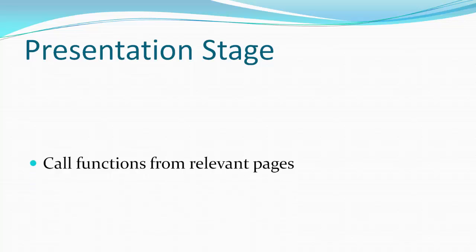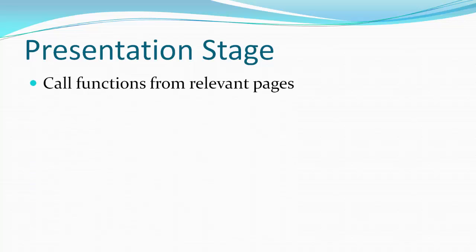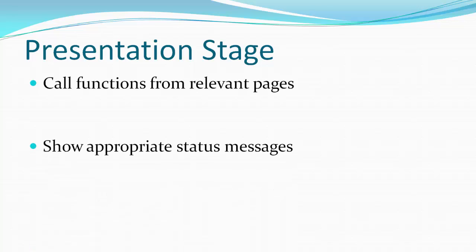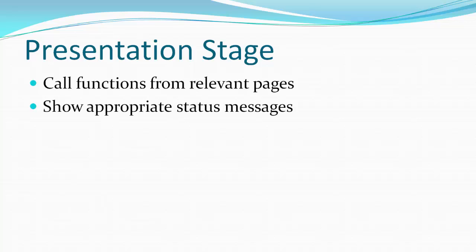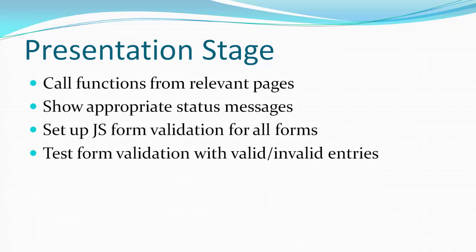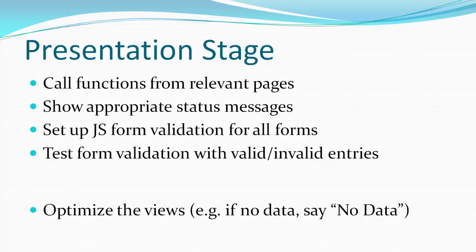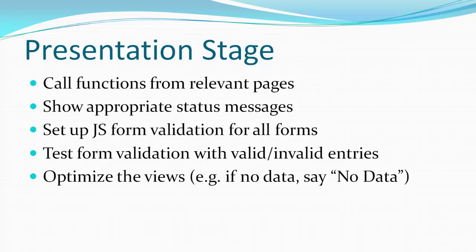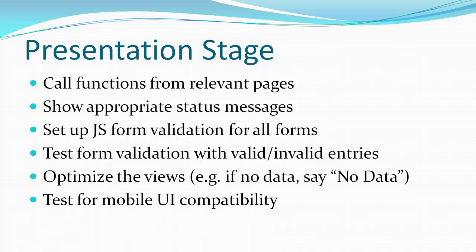In the presentation stage, we need to call functions from relevant pages. For example, if you have a home page that needs to call for the user data, you should write a function called getUserInfo that would allow you to get all the information pertaining to a user account. We will need to show appropriate status messages. We'll also need to set up JavaScript form validation for all forms to make sure that the data coming into the system is sanitized. We will need to test form validation with valid and invalid entries. We will also optimize the views. For example, if there's no data, we should say no data available. We will test for mobile UI compatibility.